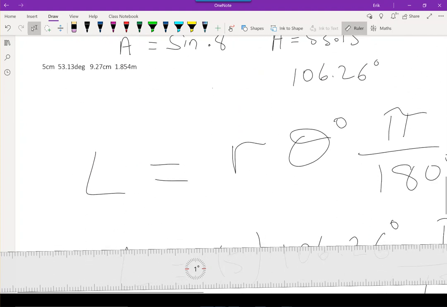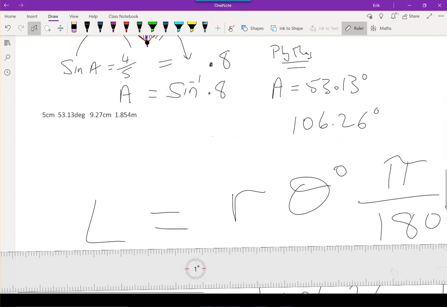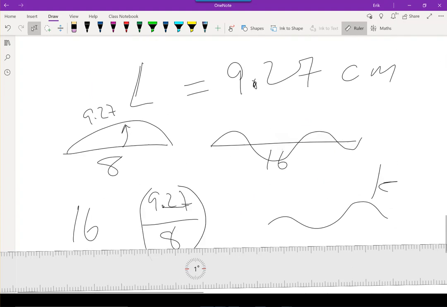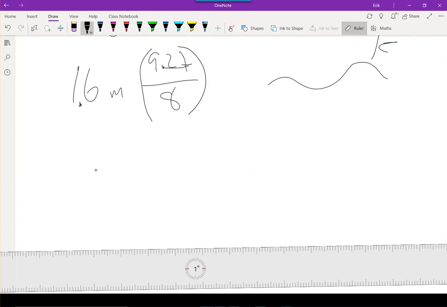And that turns out to be, from 1.6, it was 1.6, not 16, and that then turns out to be this value here, 1.854 meters. So that was 1.6 meters and 1.854 meters.